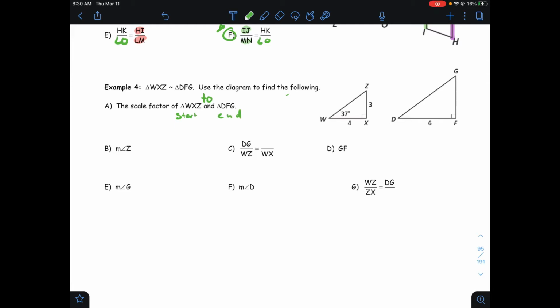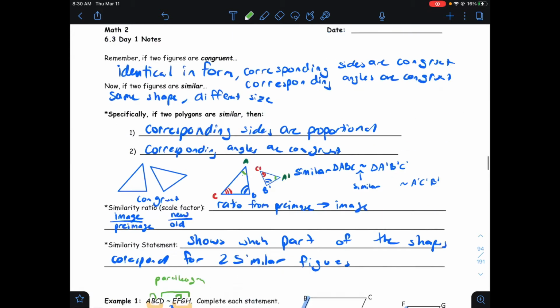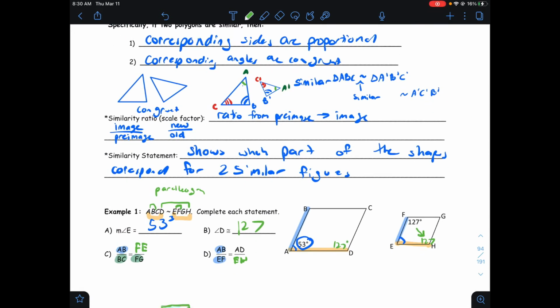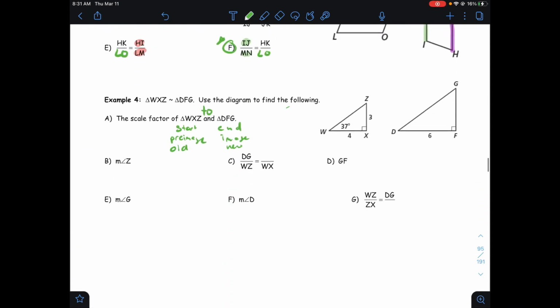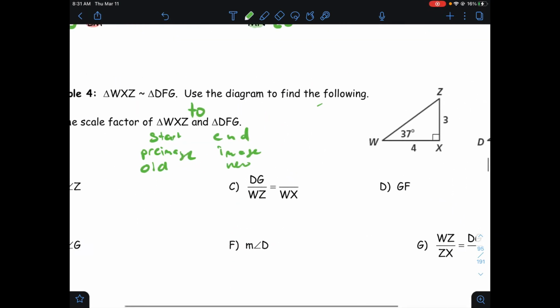Okay. Now, when you're talking about scale factor, you can use different terms. The proper term would be pre-image and image. A lot of times I feel like it's easier to just refer to them as the old and the new. Whatever works, works. And if we look back up here, how do we calculate scale factor? I said image over pre-image, new over old. So what you have to do here is you have to find two corresponding sides and find their ratio.